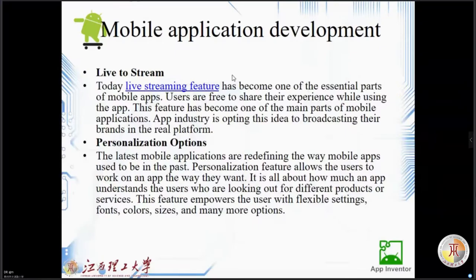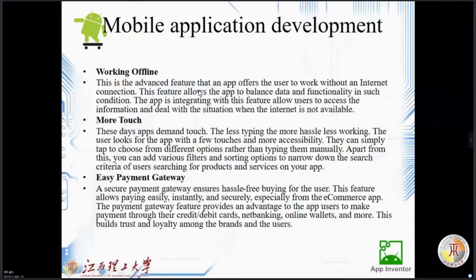Working offline is another feature. It is an advanced feature that lets the app work without an internet connection. This feature allows the app to balance the data and functionality in that condition. An app integrating these features allows users to access information and deal with the situation when the internet is not available.